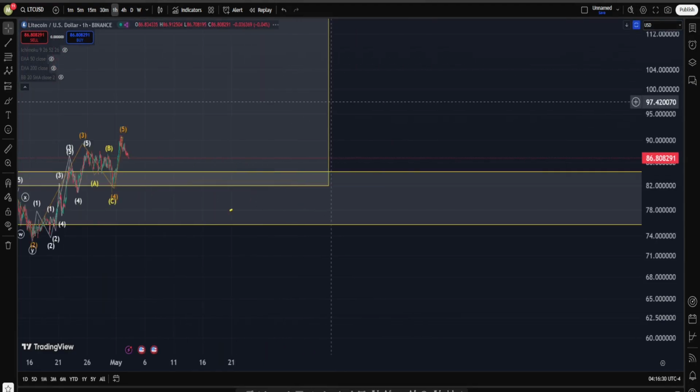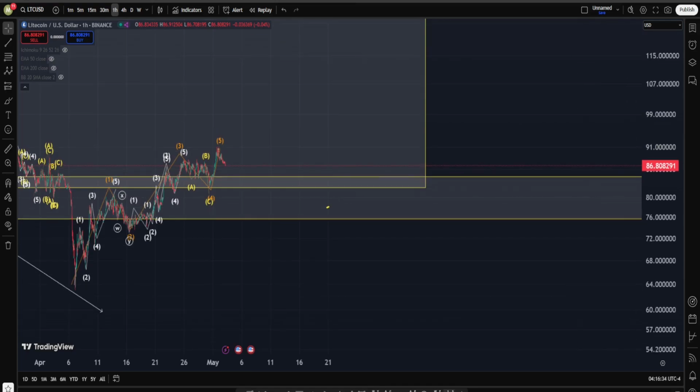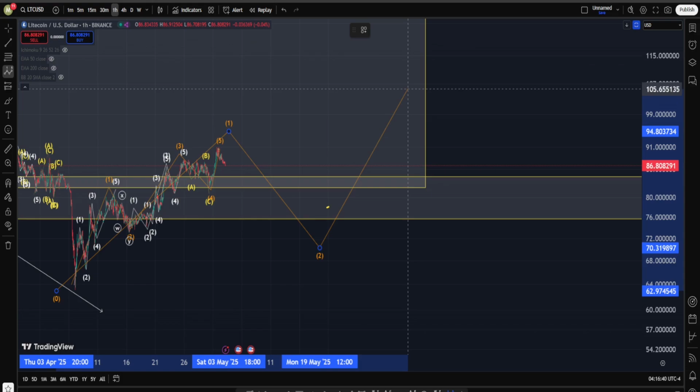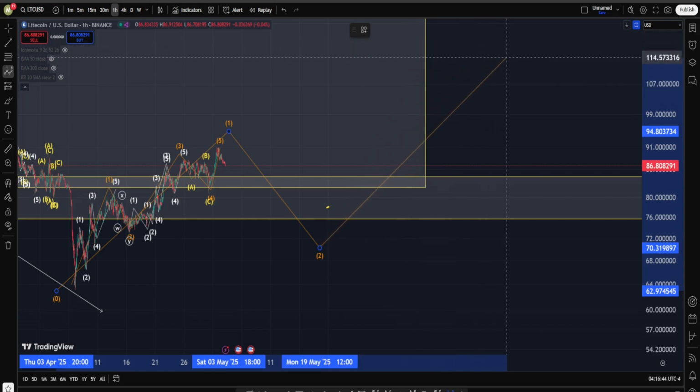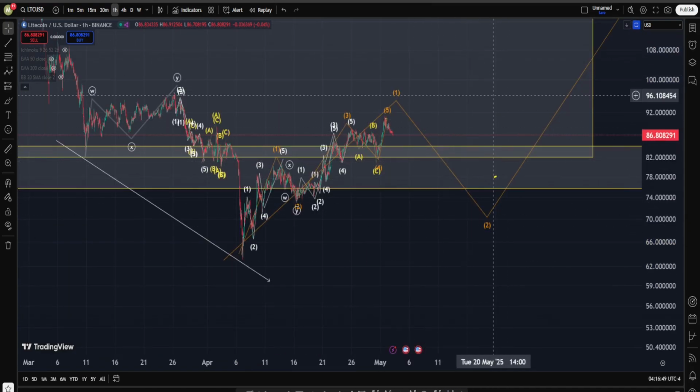Let's go on H1 time frame. Excuse me, what just happened? We are having 5 up into a wave 1, correction for wave 2, and what's going to happen next? Huge and strong move up into wave 3, and 4 and 5. So for now, I'm considering this thing as my primary case.